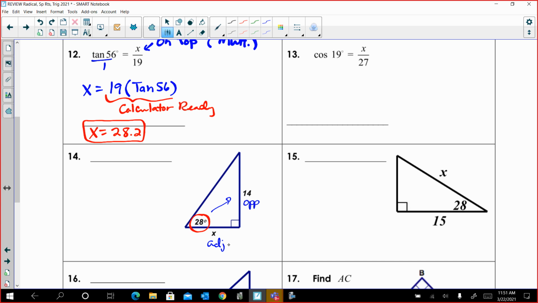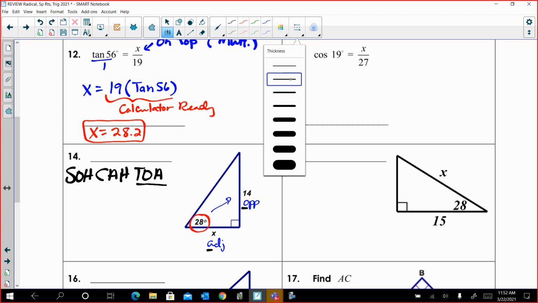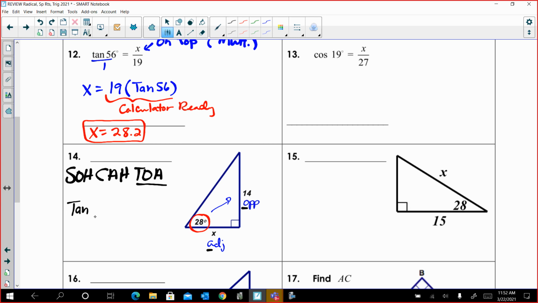Decide which trig function you can make with those sides. So since I'm dealing with opposite, this is when you have to kind of know your acronyms. If I'm looking for an O and an A, the only one with that combination is the tangent, the TOA. So what we would write is the tangent of the angle 28 equals the opposite part over the adjacent part. So 14 over x.